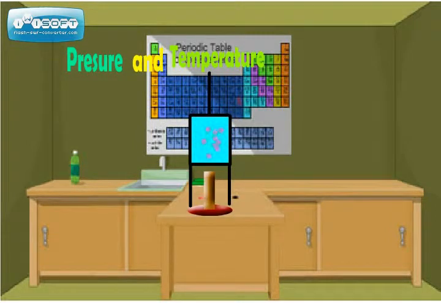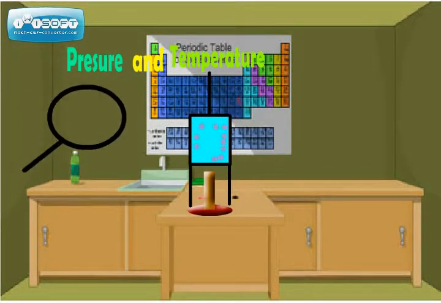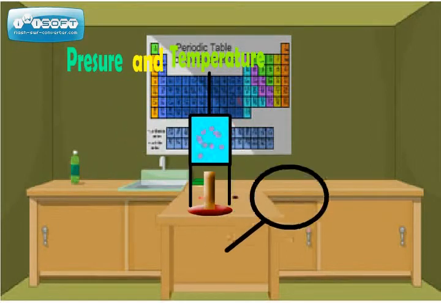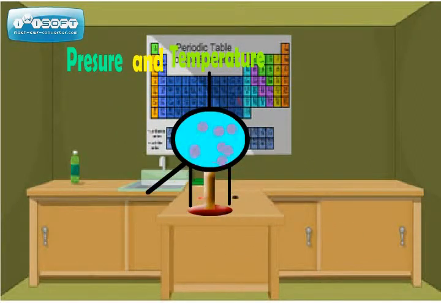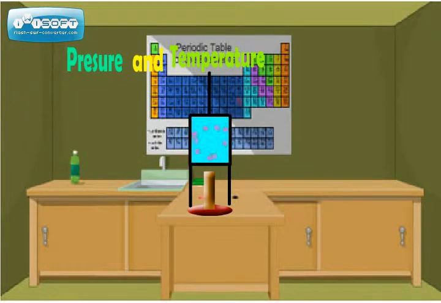Here we are. Let us look more closely at their behavior. If you notice, the particles are moving freely throughout the space. This is the behavior of gases. Now, look what happens if we change the pressure of our device.